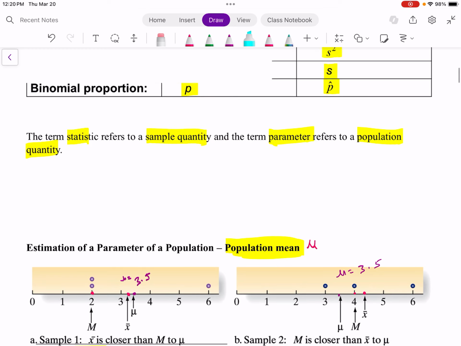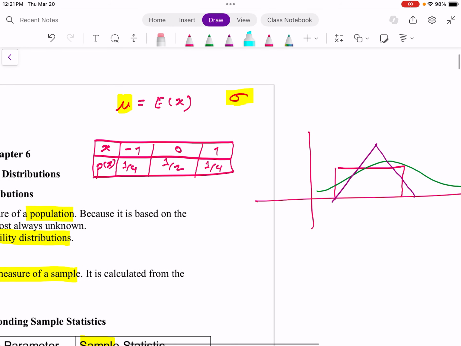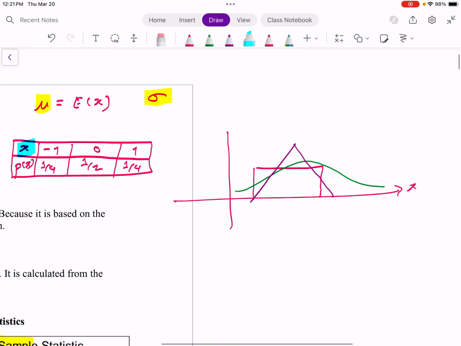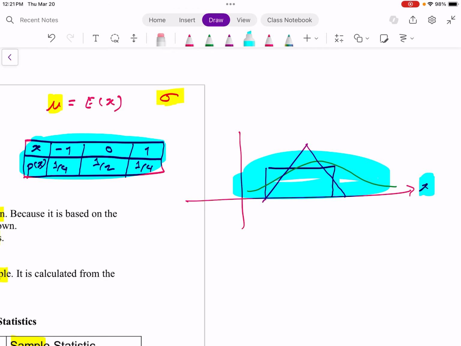Like here, if we go back to our chapters 4 and 5, what are these x? These are the random variables, right? So this x is a discrete random variable. This x is a continuous random variable. To study this random variable, we have a probability distribution. So this table is a probability distribution for this discrete random variable. This smooth graph is a probability distribution.